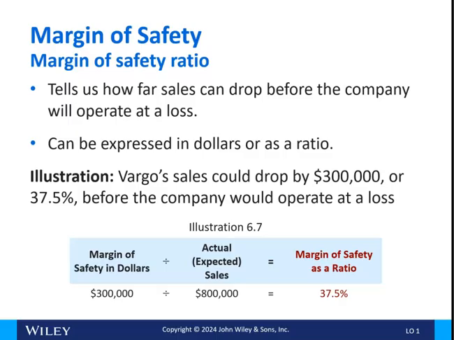And then we can look at it as a ratio as well. So we take our margin of safety in dollars that we just calculated, 300,000, over expected or actual sales of 800,000. So we divide that and we get 37.5%, which means we said we could drop $300,000 and still make a profit. That means the ratio is we can suffer a 37.5% loss and still break even. So as long as our sales loss is less than 37.5%, we will make a profit.